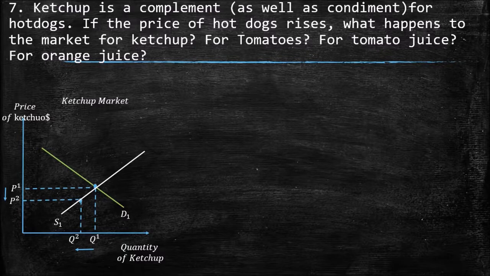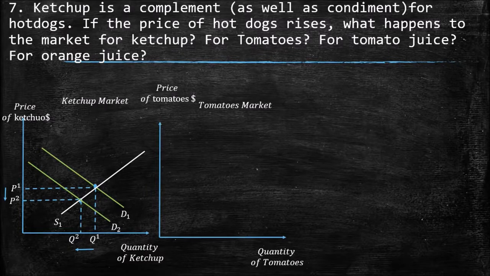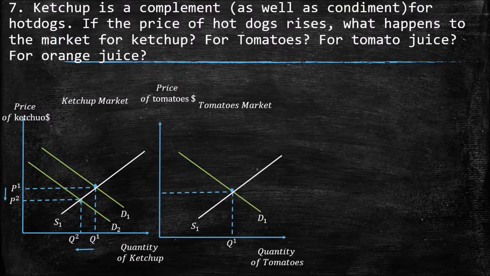So what's up in the ketchup market? The price will go down as well as the quantities. Okay, this is D2. Now we have to talk about the tomatoes market. So here is the initial condition.